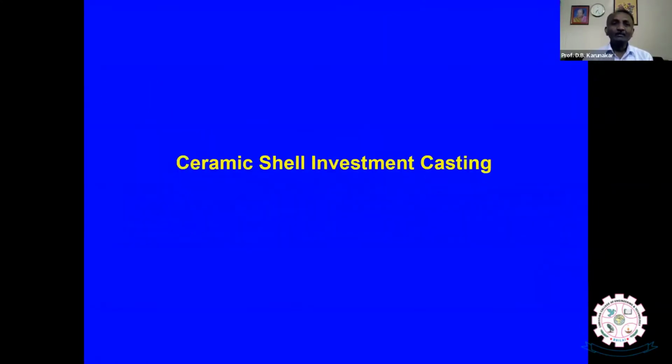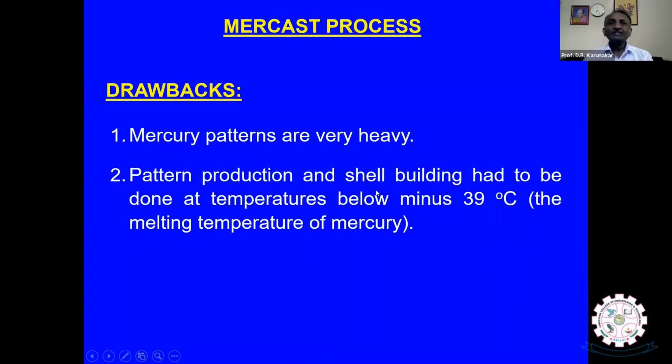Now, the fourth one is the ceramic shell investment casting process. But this Mercast process is nowadays outdated because of its limitations. The pattern is heavy, and not only heavy, it is expensive. Mercury is expensive, and we have to maintain a very chill temperature for making the pattern and making the mold. So this process is nowadays outdated.